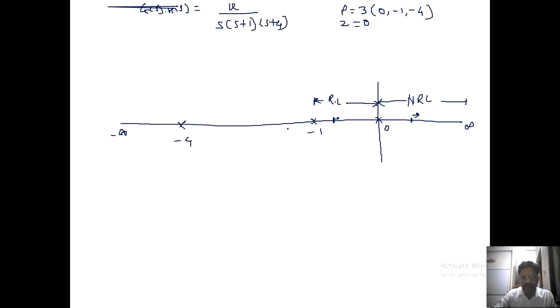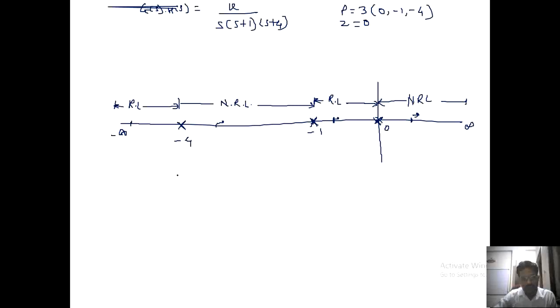Now the next, minus 1 to minus 4, again consider any point, check on the right hand side of that point. So we'll find 1, 2 poles available. 2 is an even figure, that's why this is a non-root locus region. We want an odd figure. Then if you check between minus 4 to minus infinity, consider one point, check on the right hand side. So on the right hand side of that point, 1, 2, 3. So 3 is an odd figure, that's why this is completely a root locus region.